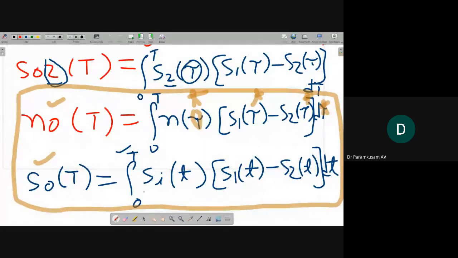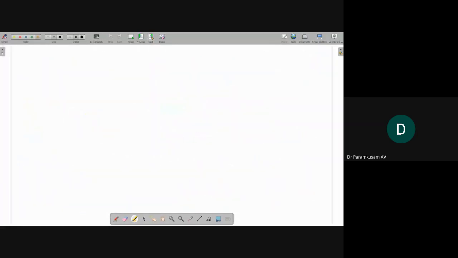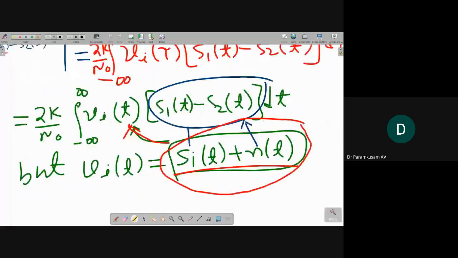S naught of t is the integral from 0 to t of si of t into s1 of t minus s2 of t dt. And n naught of t is going to be the integral from 0 to t of n of t into s1 of t minus s2 of t dt. So next, the correlator, and this is the matched filter.